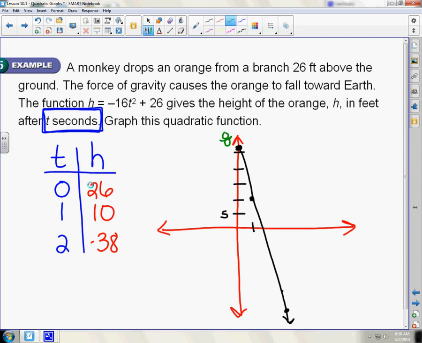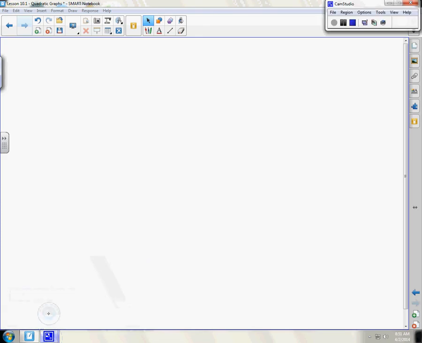I don't even know how to draw a monkey. There it is. And he drops the orange. So this just shows how fast it takes. 1 1,000, 2 1,000, and it already hit the ground. So if that was 2, it would hit the ground somewhere between 1 and 2 seconds. So that's all you have to do, is plug it in and graph it. All right, that's it for your notes for 10.1.